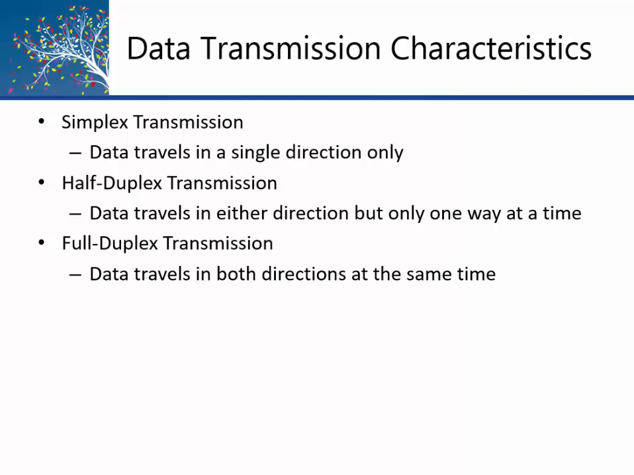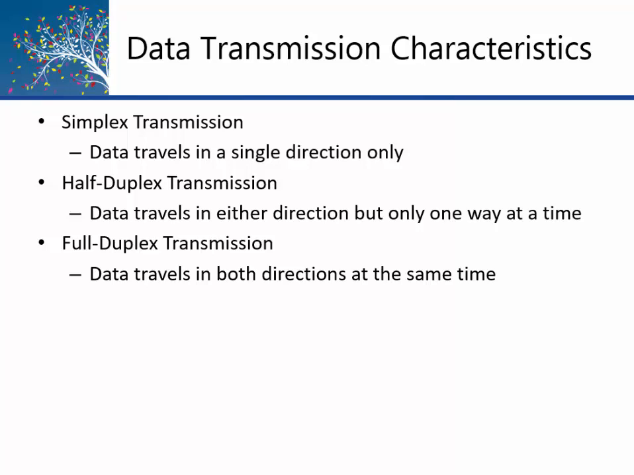Simplex is data that travels in one direction only, like a radio tower. You can listen to a signal from a radio tower with a radio receiver in your car, but you can't send data from your car to the radio tower. It's a simplex transmission. Half duplex is like walkie-talkies or CB radios.